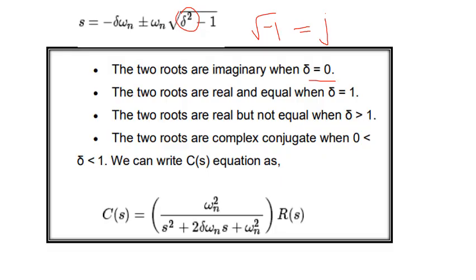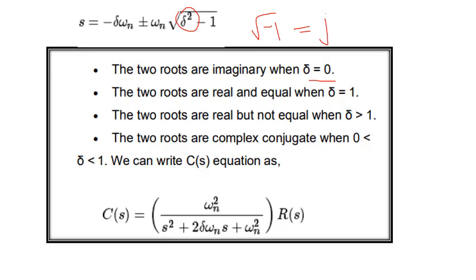The second case is that I substitute zeta equal to 1 in the same equation. When I substitute zeta equal to 1, the second term will become 0. You'll have only the first term present, that is minus zeta omega n. So you'll have two roots, and both roots will have the same value.